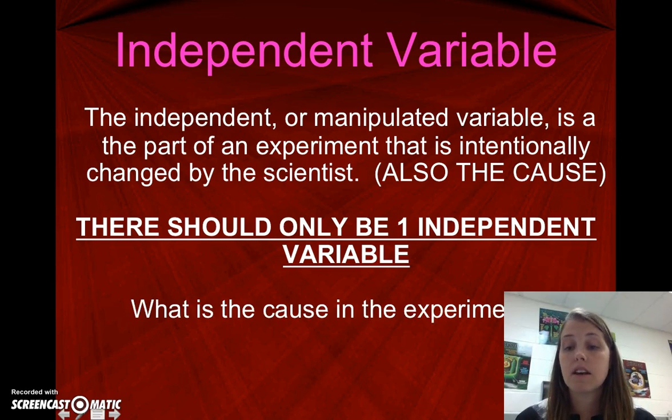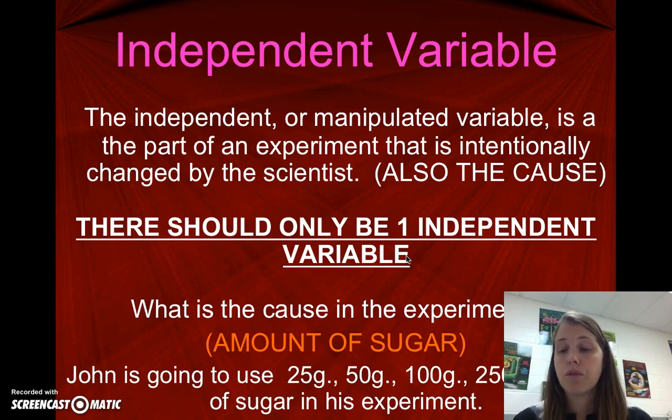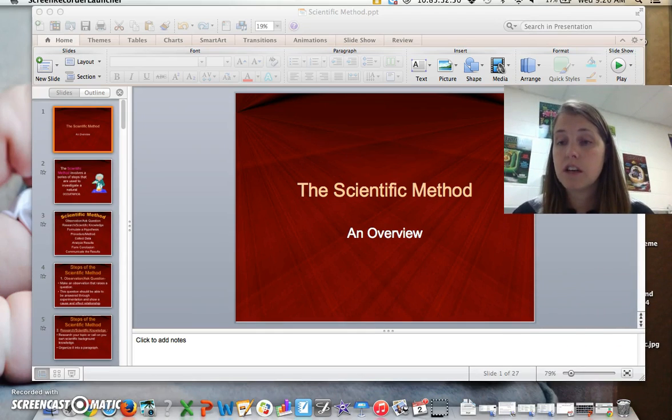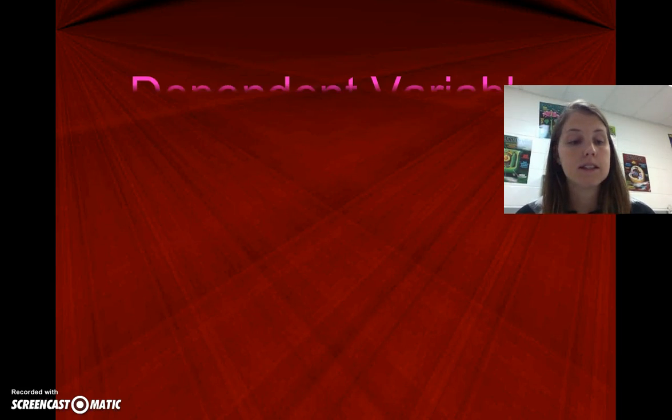So what is the cause in this experiment, in our example? The amount of sugar. That is what he's using. That's what's causing the effect. So the amount of sugar that he's using. So for this experiment, John is going to use 25 grams, 50 grams, 100 grams, 250 grams, 500 grams of sugar for each piece of bread, or each loaf of bread that he bakes.